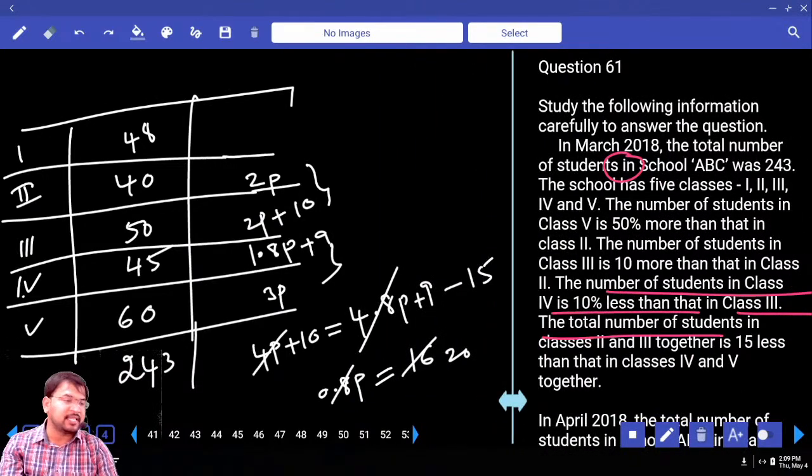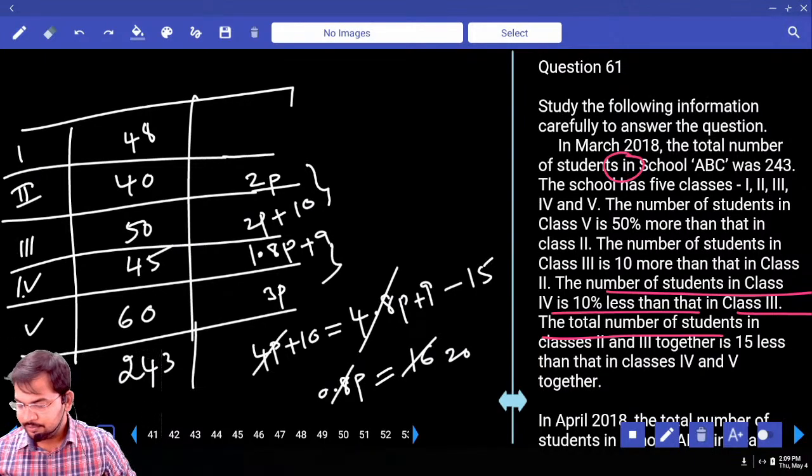So once you fill this data, the questions are very easy for you. Are you clear? A simple caselet.